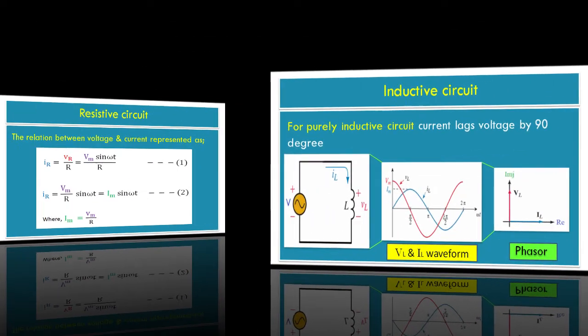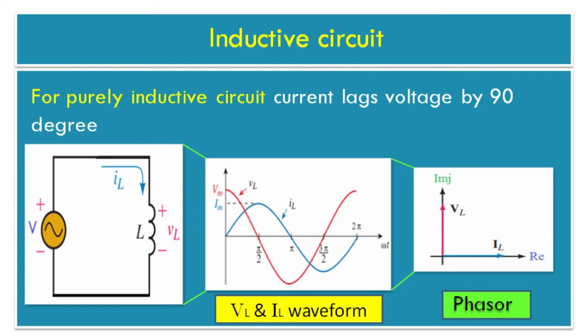Let's study the inductive circuit. For a purely inductive circuit, current lags voltage by 90 degree. Refer to the circuit diagram. Thus, the AC voltage source is connected in series with an inductor, giving voltage VL and current IL. Voltage and current are represented with a 90 degree phase difference. In the phasor diagram, current magnitude IL is drawn on the real axis, with 90 degree lag giving voltage magnitude on the imaginary axis.